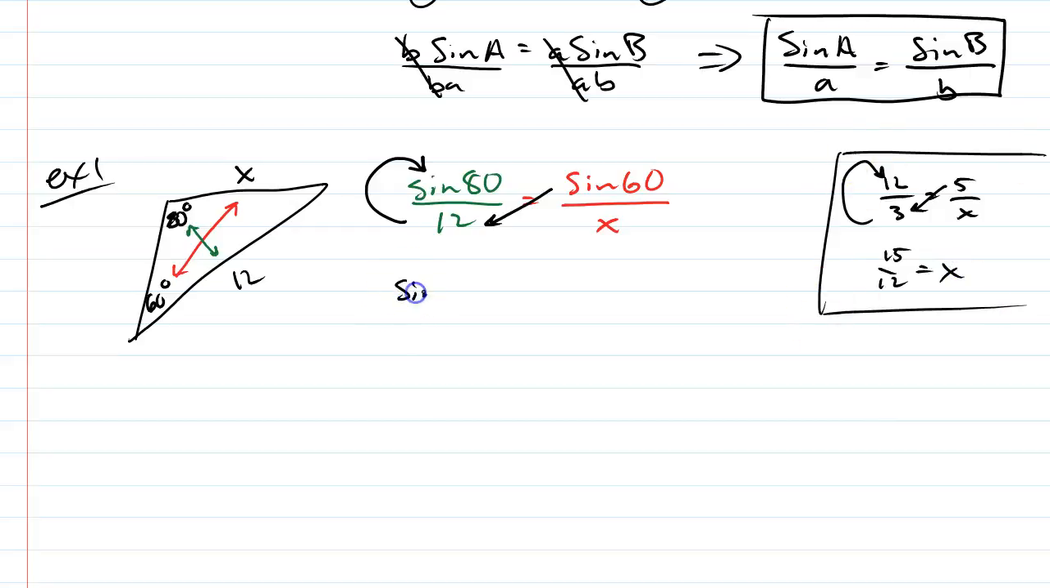So I'm going to write it: sine of 60 times 12 all over the sine of 80 equals x. And I've worked this out. It should be about 10.553. And we can always just go to 3 decimal places in trig for good accuracy.